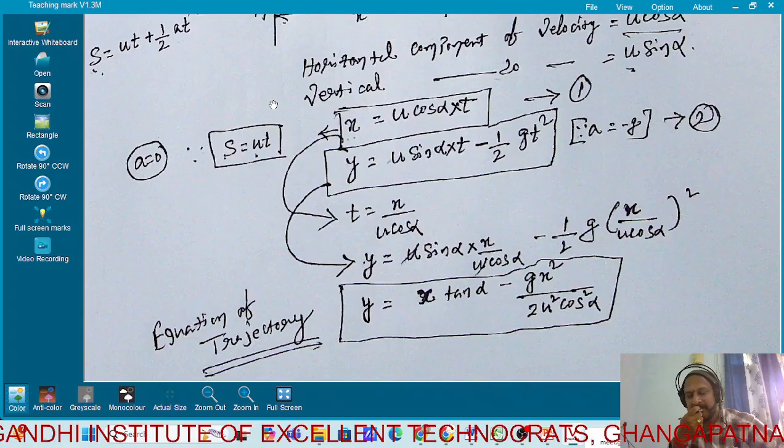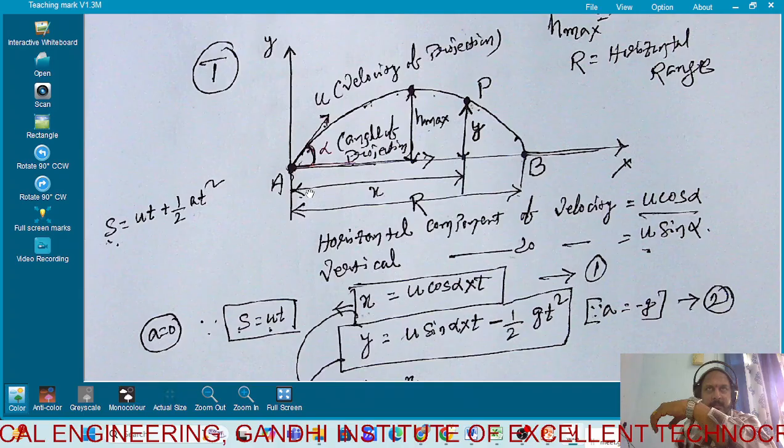So let us find out all these formulas for the parameters which I have discussed. What is the first one? H max. What is H max? Maximum height attained by the projectile. Is it necessary to show you this diagram all the time? All of you understood? Horizontal component is u cos alpha. Vertical component of velocity is u sin alpha.